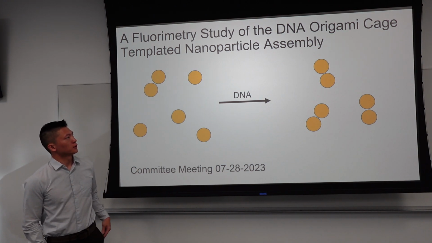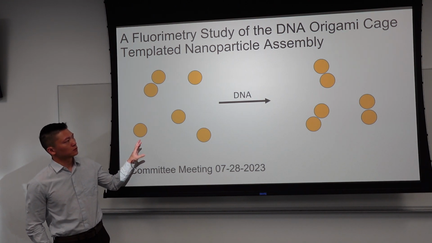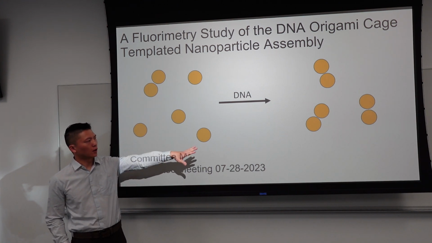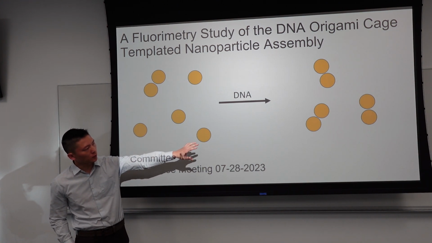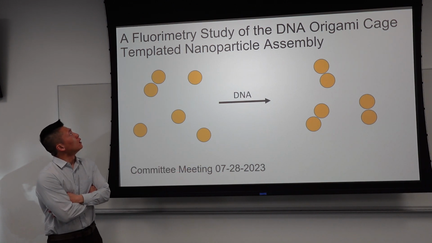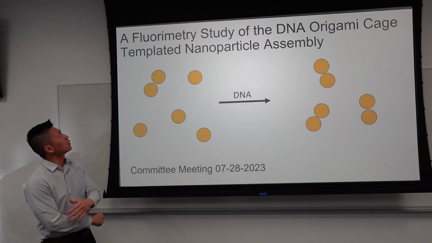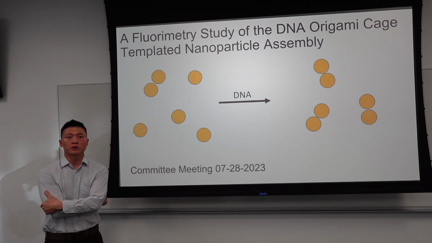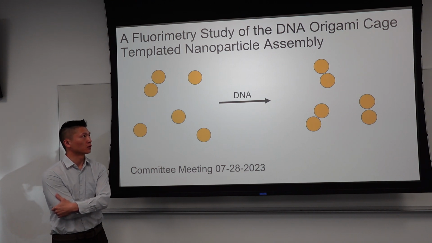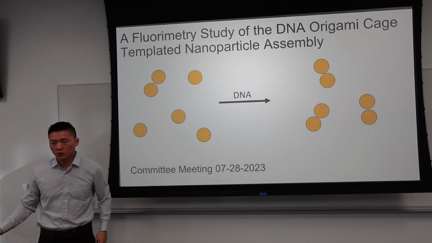My group is interested in assembling nanoparticles using DNA to create these discrete arrangements of nanoparticles. We might call these discrete assemblies. The title of my talk today will be a fluorimetry study of the DNA origami cage templated nanoparticle assembly. So let's begin.